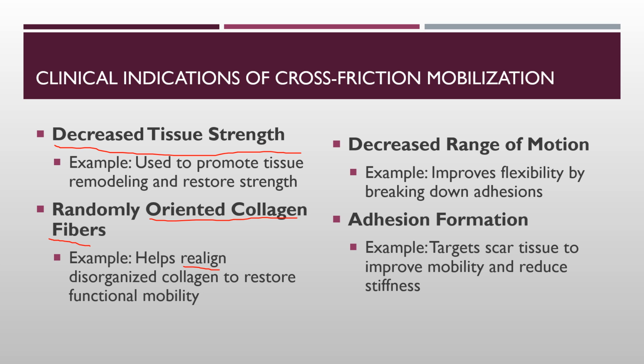If we have decreased range of motion, cross-friction is another good technique that you can use to help improve flexibility by breaking down those adhesions that form in the muscle belly itself or near the tendon or the ligament. And again, we've just talked about adhesion formations. We really want to make sure to target scar tissue and improve the mobility of those tissues to reduce stiffness and improve range of motion for our patients.